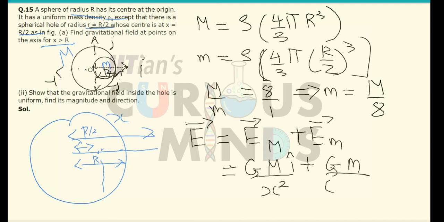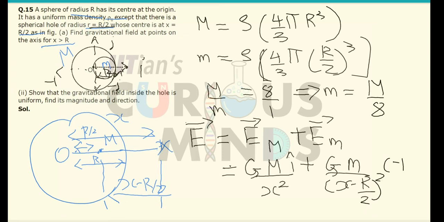So the distance of the center of the cavity from the point will be x minus r by 2. Let us say this is O, this is M, and this is point x. So Mx will be equal to x minus r by 2. So the radius over here will be x minus r by 2, the whole square, and it will be along negative i cap. Why negative? The reason for the negative sign is that the mass has been removed, so I can treat it as a negative mass.